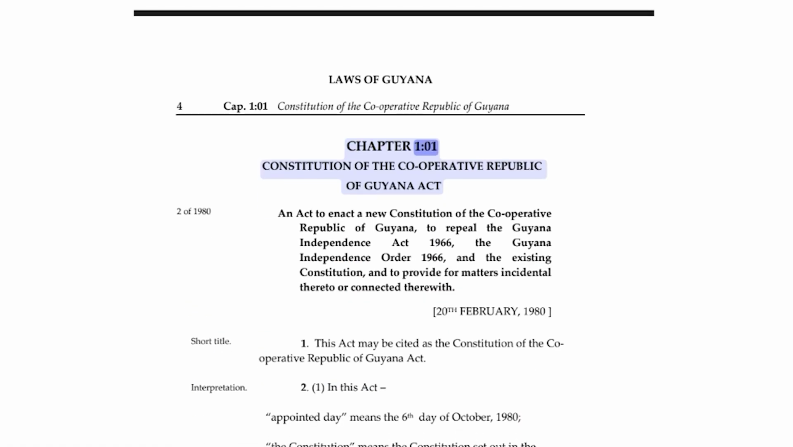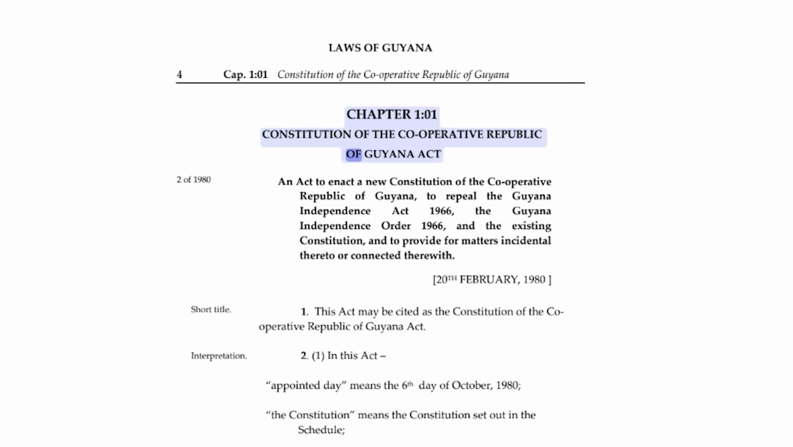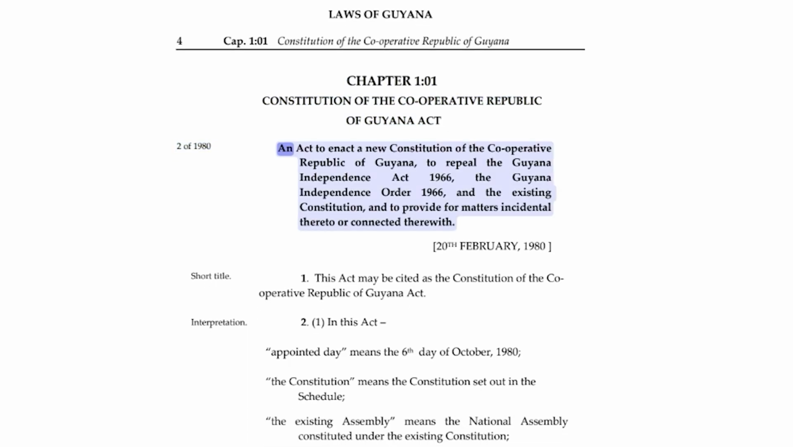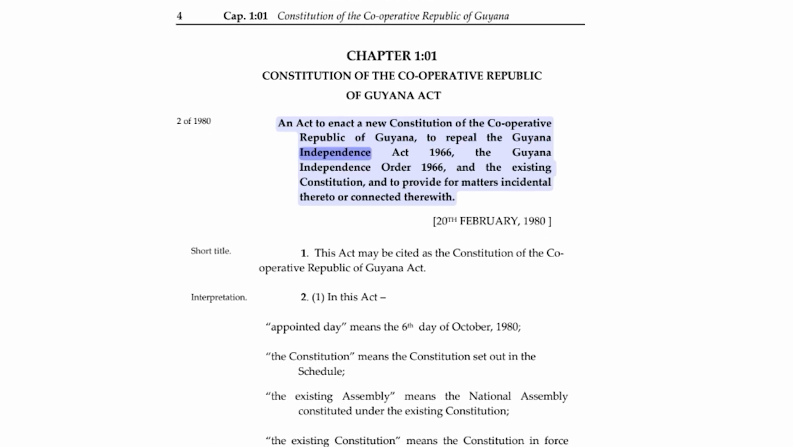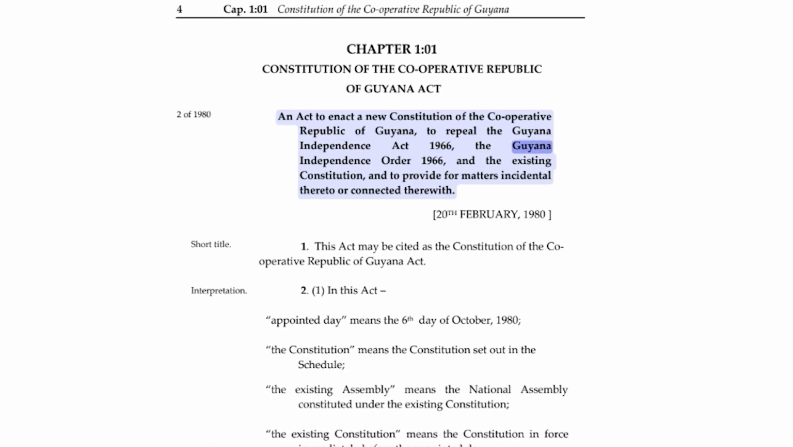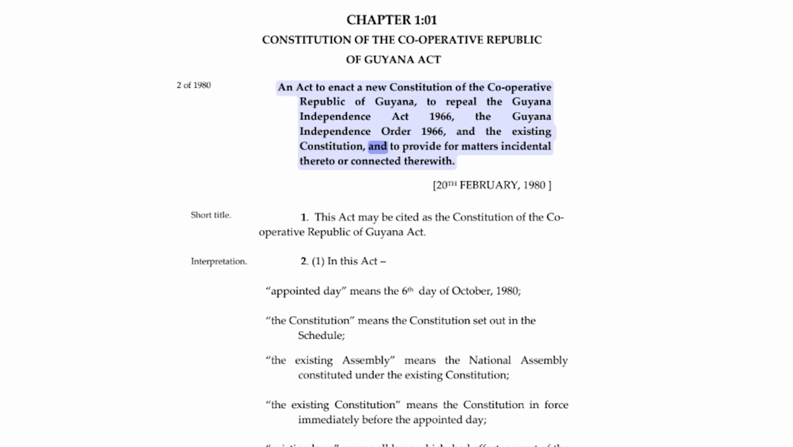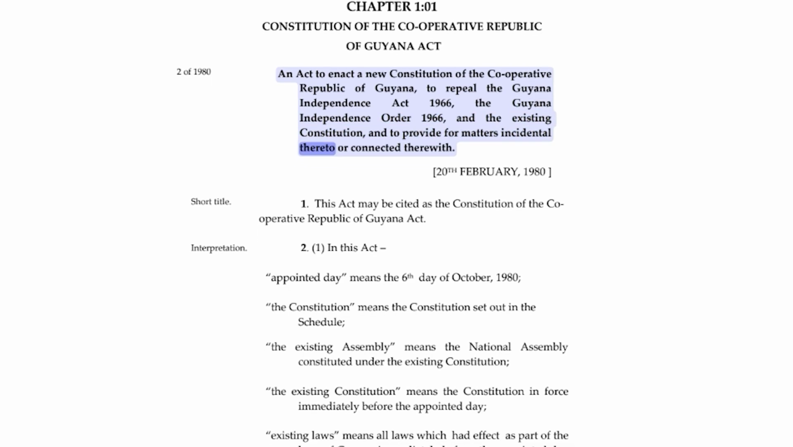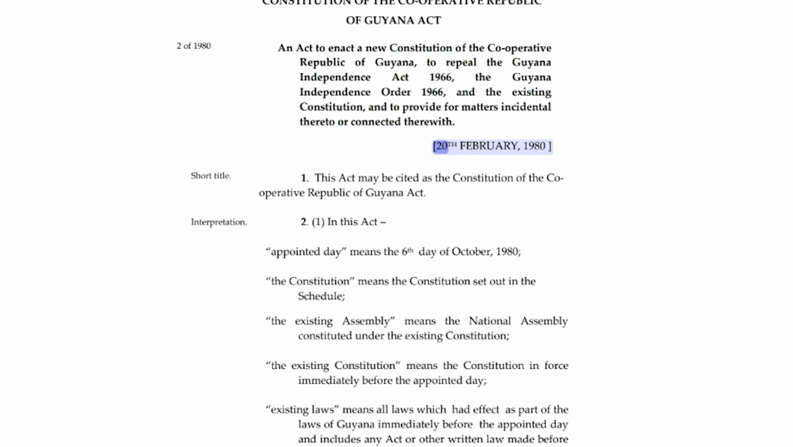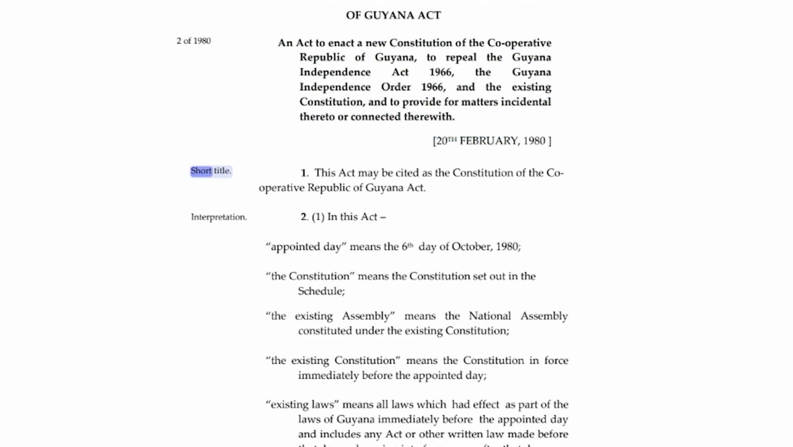Chapter 1:01. Constitution of the Cooperative Republic of Guyana Act, Act 2 of 1980. An Act to enact a new Constitution of the Cooperative Republic of Guyana, to repeal the Guyana Independence Act 1966, the Guyana Independence Order 1966, and the existing Constitution, and to provide for matters incidental thereto or connected therewith. February 20, 1980. Short title.